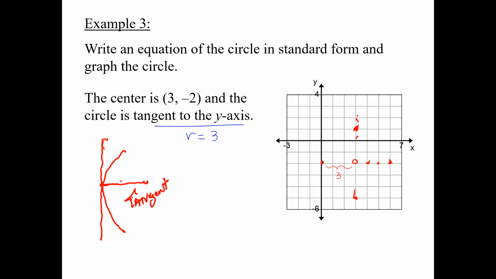And for some reason, this point keeps wanting to disappear. So I try to draw my circle tangent to that, kind of more like that. Here's the equation of the circle, fully written out. We figured out that the radius is 3, so we can put that 9 in there. And then there's their circle that's prettier than mine.